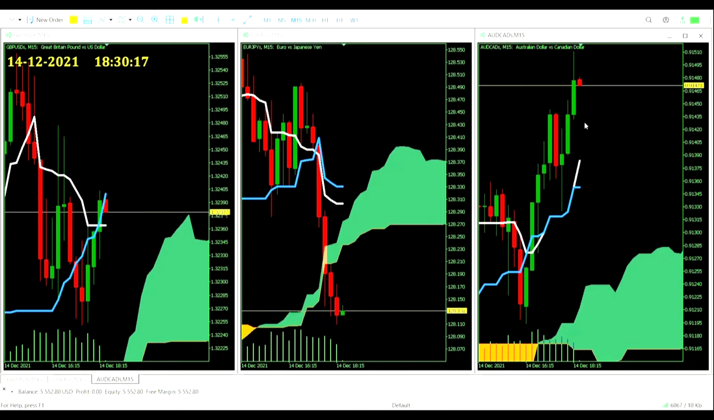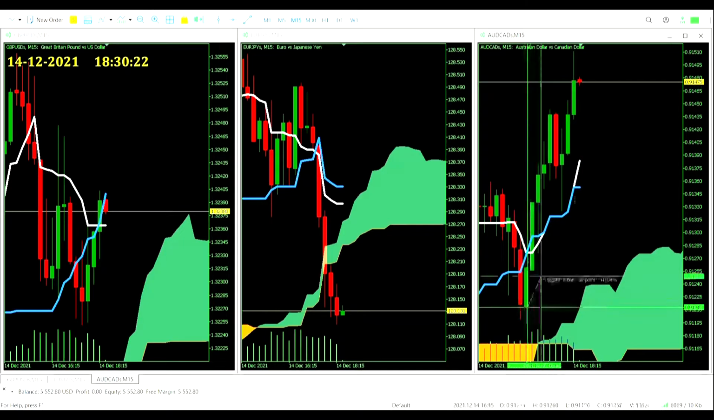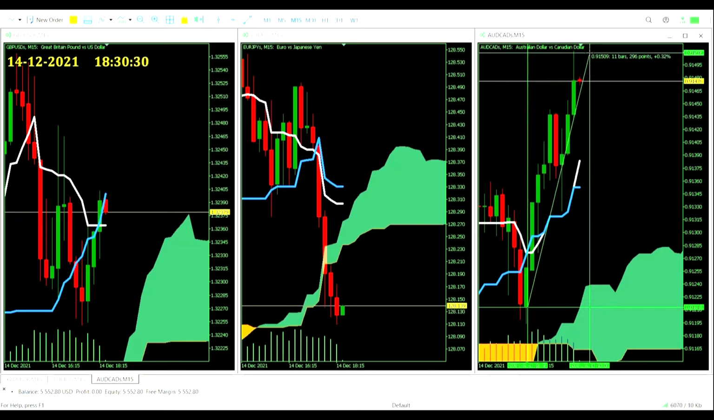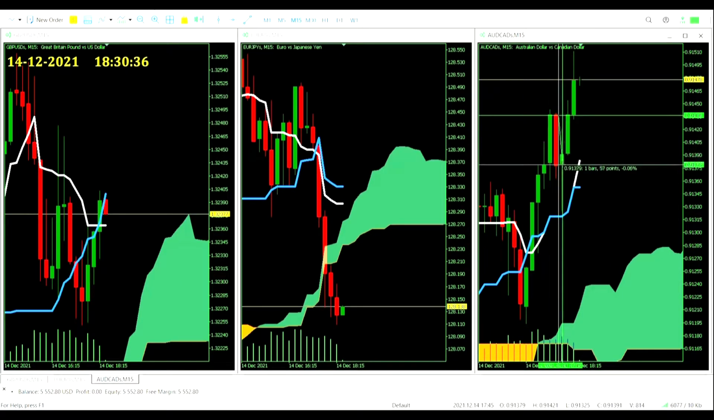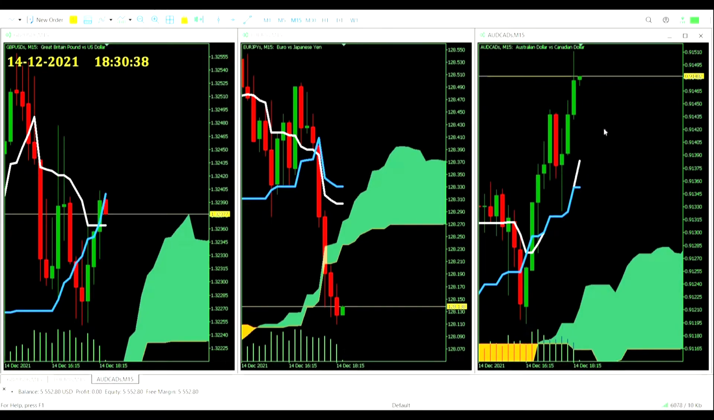Hopefully we get a pullback, to be honest. Don't want to be in a buy trade all the way out here. I mean, how far has this moved already? About 0.3%. Doesn't seem good to get an entry way out there. Hopefully get a candle like this, draws us back, we get in the buy trade, and then another push.